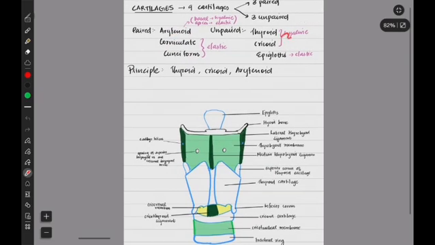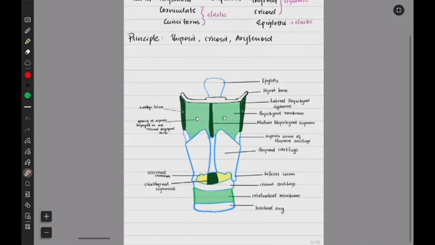The thyroid and cricoid cartilages are mainly hyaline cartilages, and corniculate, cuneiform and epiglottis are elastic cartilage. And for arytenoids, the base of the arytenoid is made up of hyaline cartilage and apices are mainly elastic cartilage. So that is about the cartilages, mainly overview of the cartilages. So the principal cartilages are thyroid, cricoid and arytenoid.